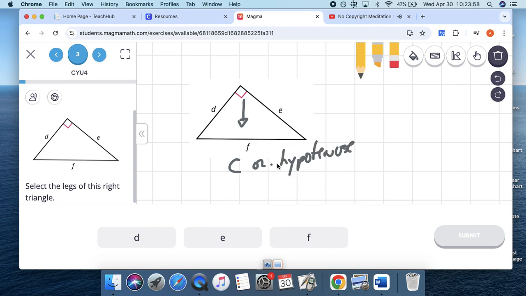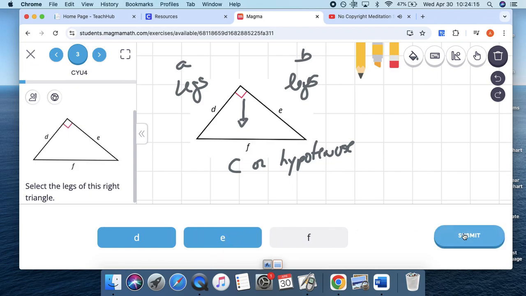C being the hypotenuse, the longest side of this right angle triangle, which makes the other two sides, D and E, the legs. These are the legs, or if you were to plug it in your formula, they would be A and B. So select the legs of this right triangle. So we're gonna select D and E. They're both legs.